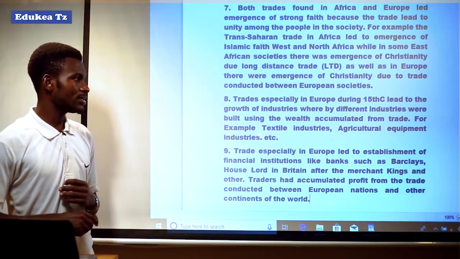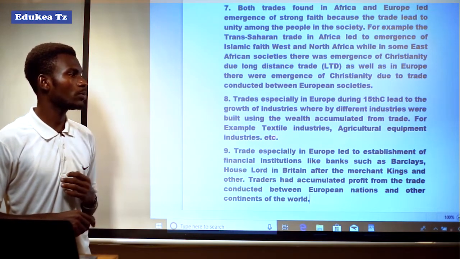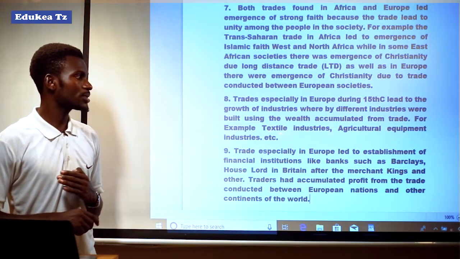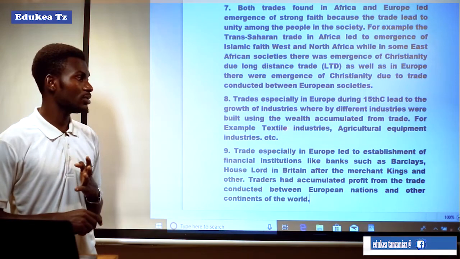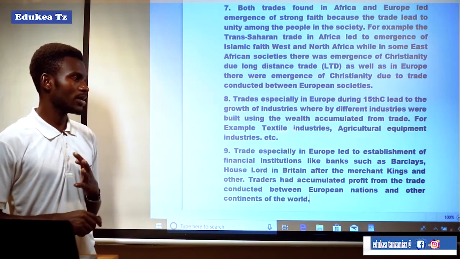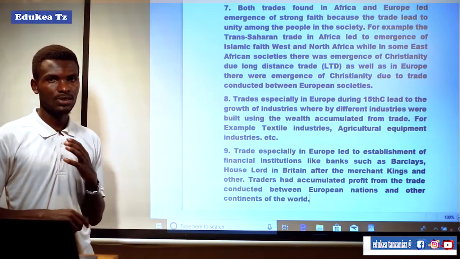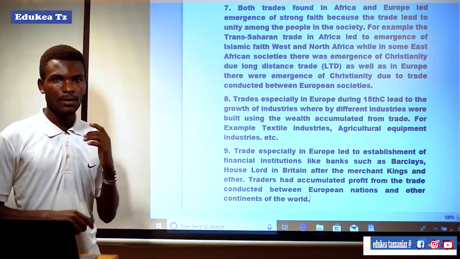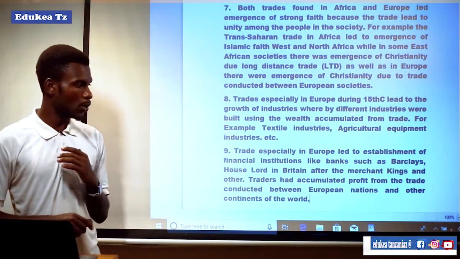For example, textile industries and agricultural equipment industries in Europe were established so as to produce clothes which could be sold in other countries that needed textile products, as well as agricultural equipment which was needed in America, whereby plantations were introduced by the European powers.